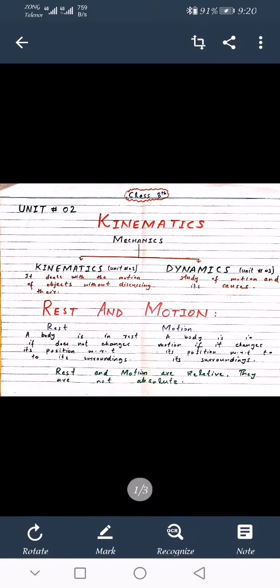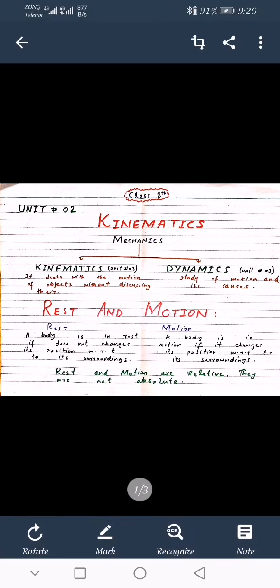Today we are going to start our second chapter, that is kinematics. So what is kinematics? Kinematics is the branch of mechanics. In our ninth physics, in unit number 1, we discussed different branches of physics. The first branch is mechanics, and in our first chapter we defined mechanics as the branch of physics that deals with the motion of objects, their causes and their effects.